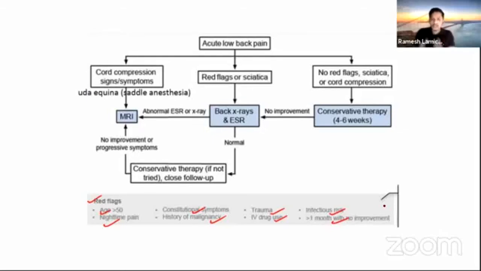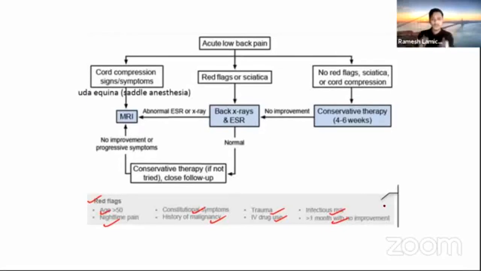Then we have to ask, are there any features of cord compression? Whenever there is a cord compression, there will be features of cauda equina syndrome. So cauda equina syndrome will usually present with what? There will be saddle anesthesia. Saddle anesthesia means what? There is a loss of sensation around the perineum and the inner aspect of the thigh. That is the symptom of cauda equina syndrome. The patient will have incontinence of the bowel, as there is a loss of anal tone. So we have to exclude this first.